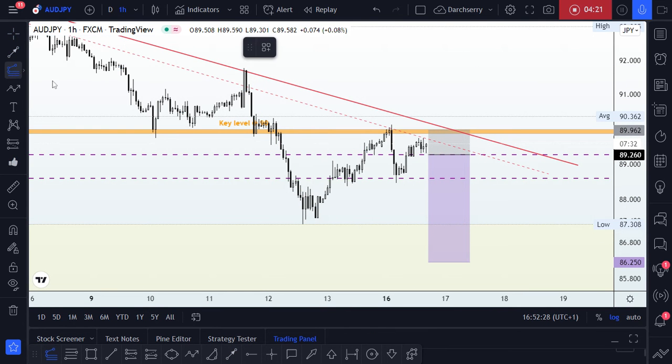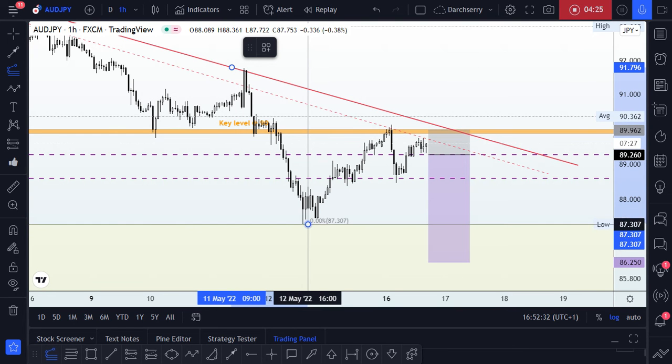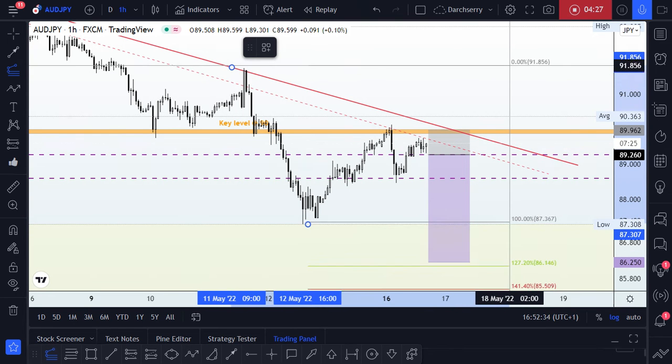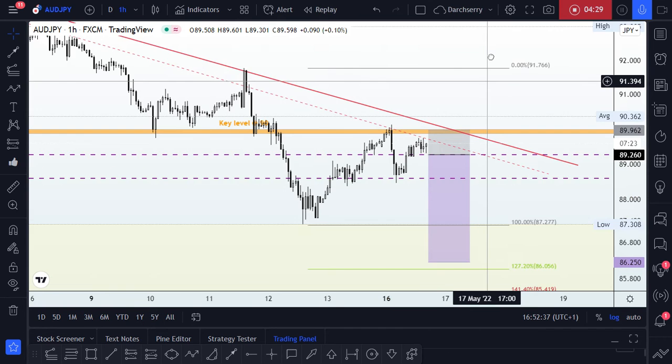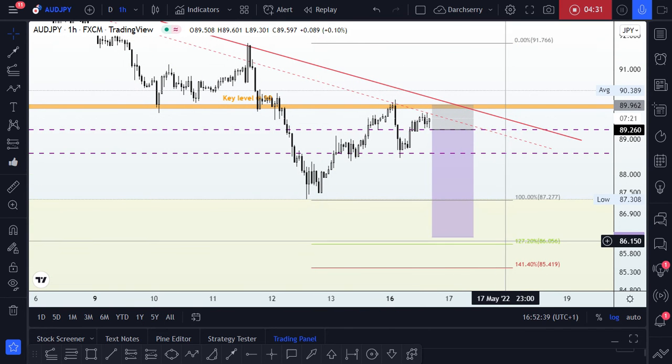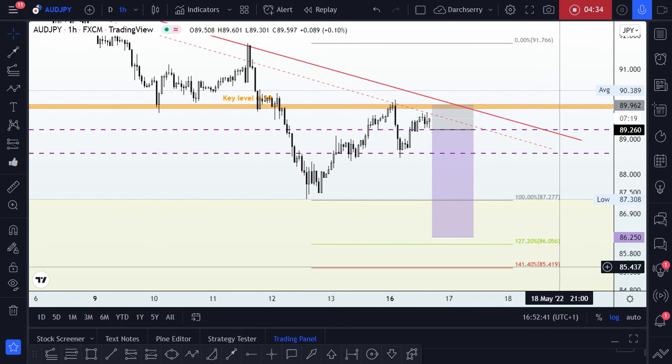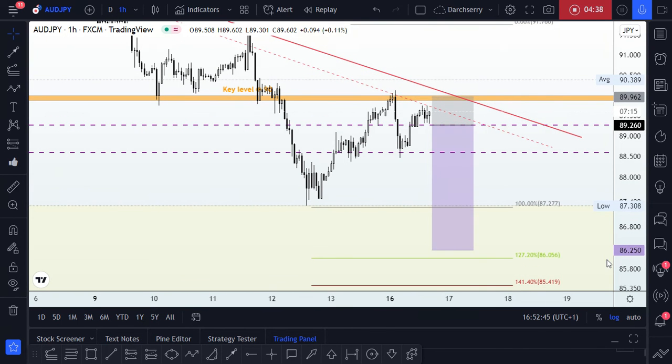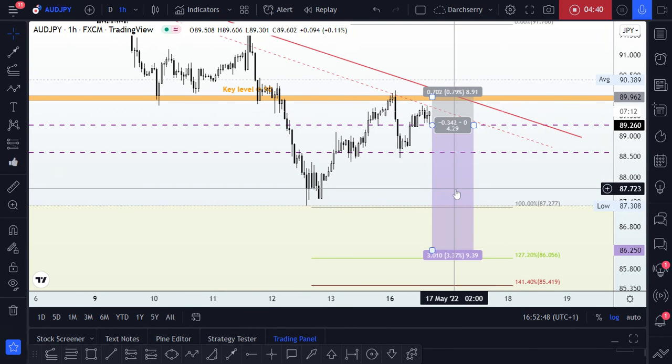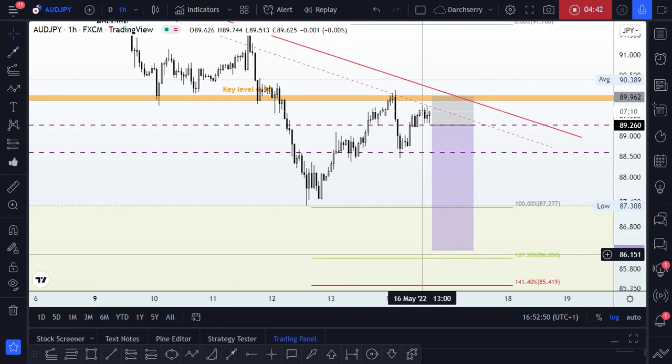We want to bring out our Fibonacci extension tool and extend this impulse leg into the future. So with this projection, we have something around 127.2% extension of that impulse leg. So right now I'm placing my take profit target at 86.250, which is approximately around 300 pips.